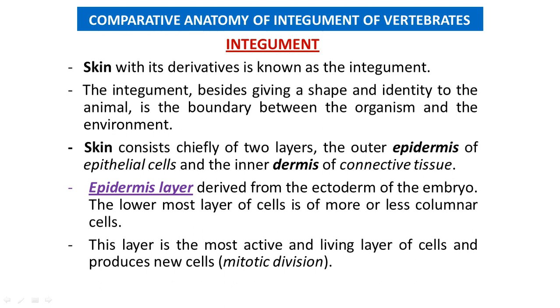The skin consists chiefly of two layers. The outermost layer is the epidermis, which is made up of epithelial cells, and the inner dermis layer, which is made up of connective tissue. The epidermis is derived from the ectoderm of the embryo during development. The lowermost layer of cells is of more or less columnar cells. This layer is the most active, a living layer of cells, and produces new cells by mitotic division.